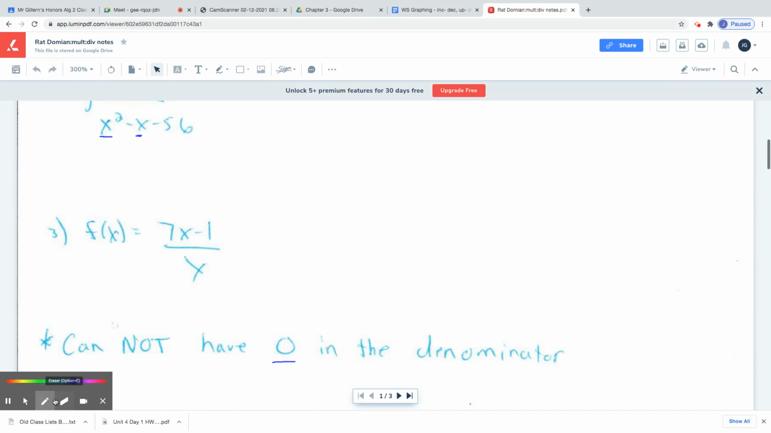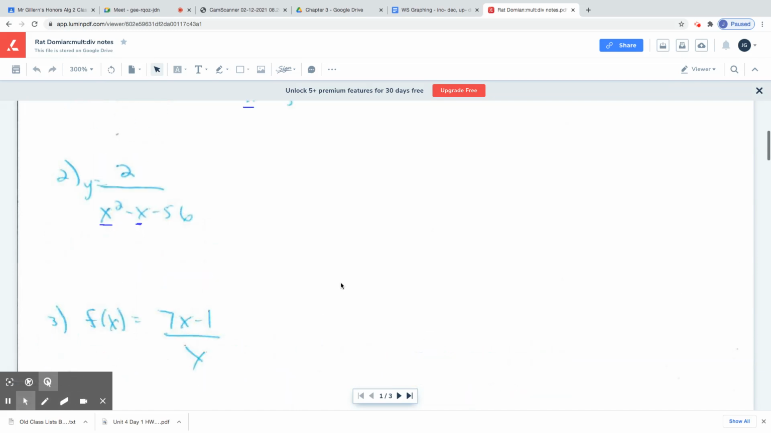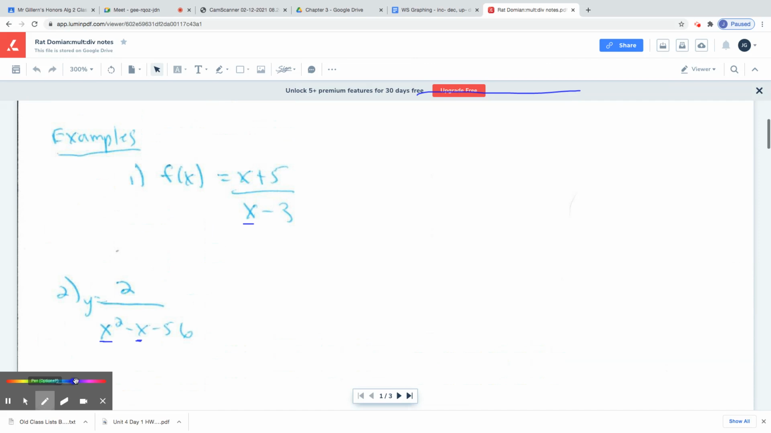So if we're trying to find the domain for these problems, you need to set the denominator equal to 0. If I did x minus 3 equals 0, x equals 3. But in this case, it means x cannot equal 3. So it is everything but 3. That is what the domain is.